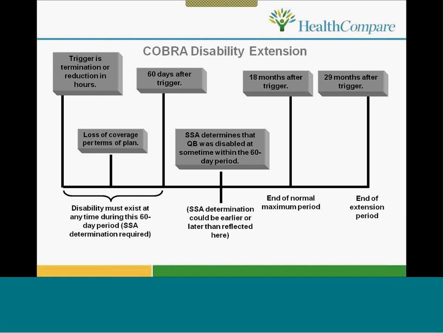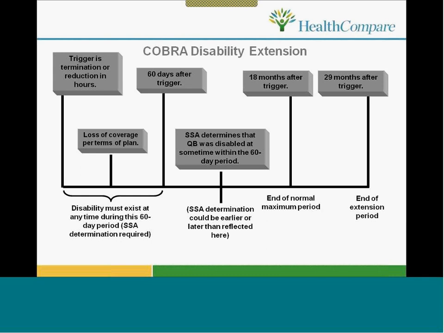Kind of bridging the gap between where COBRA ends and permanent disability begins, which is a 24-month period. It takes into account any disability plans the employer may have, usually ending at about 5 months. So I have 29 total, 11 after the 18.